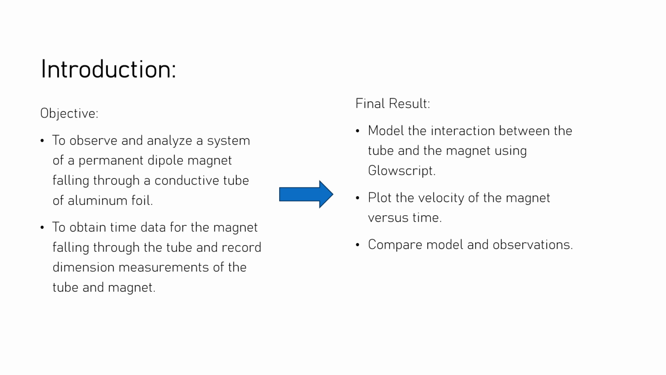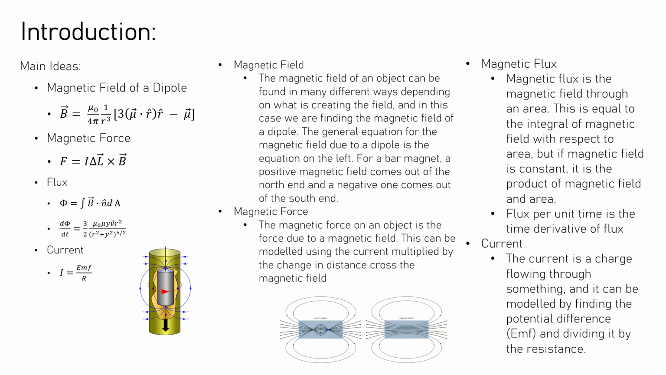As a quick introduction, the objective is to observe and analyze a system of a permanent dipole magnet falling through a conductive tube of aluminum foil, obtain time data for the magnet and the dimensions of the foil, and then finally, to model the interaction between the tube and the magnet using GlowScript, plot velocity of the magnet versus time, and compare. The main ideas are magnetic field of a dipole, magnetic force, flux, and current.